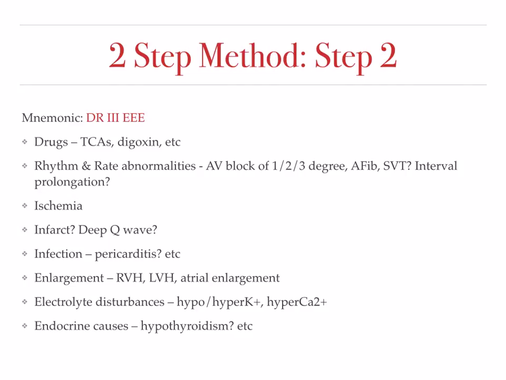Any right ventricular hypertrophy, left ventricular hypertrophy, or atrial enlargement causing the abnormalities on EKG? Could any electrolyte disturbances be causing this, including hypo or hyperkalemia or hypercalcemia? Finally, could any endocrine causes be causing this, including hypothyroidism, etc.?